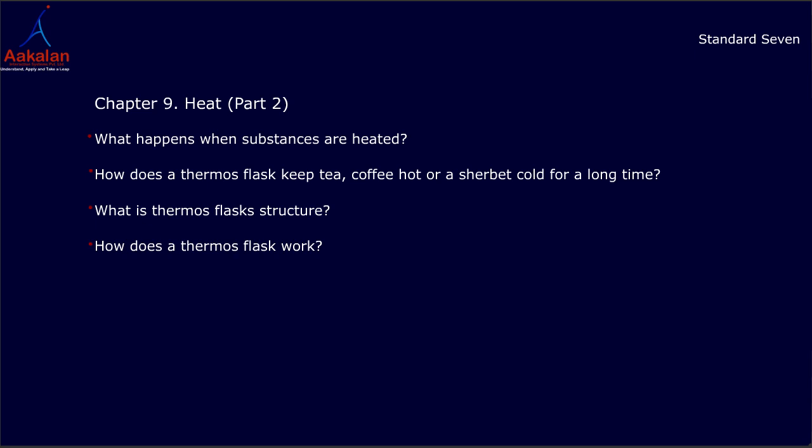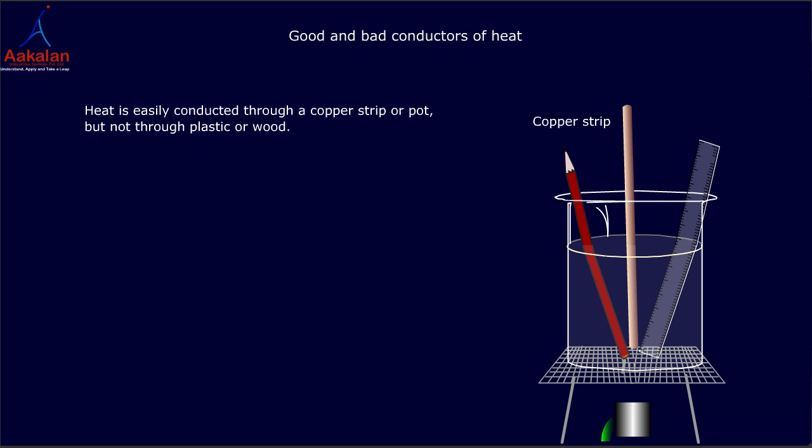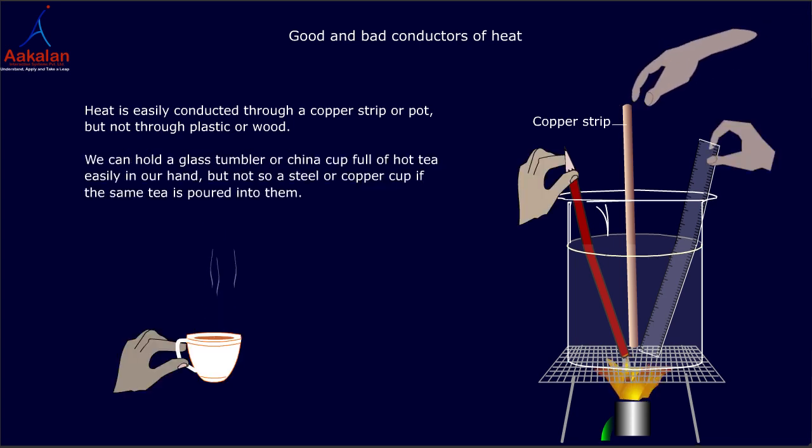Heat. Let's recall, some substances are good conductors of heat while some are bad conductors of heat. Heat is easily conducted through a copper strip or pot, but not through plastic or wood. We can hold a glass tumbler or china cup full of hot tea easily in our hand, but not a steel or copper cup if the same tea is poured into them.